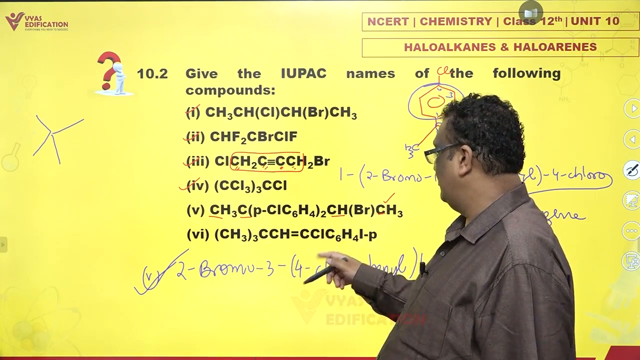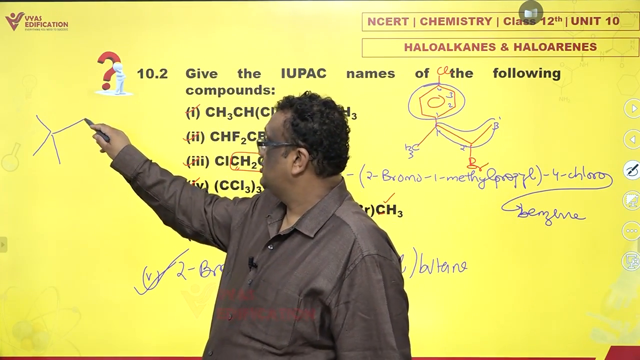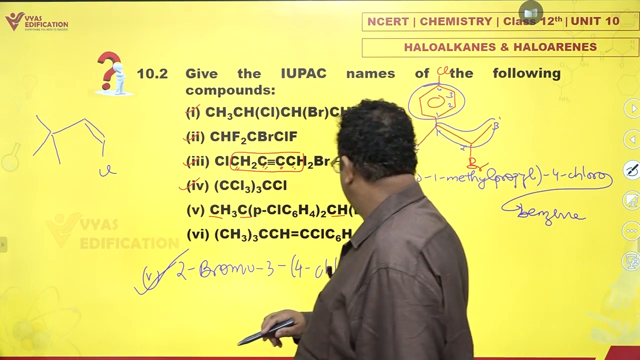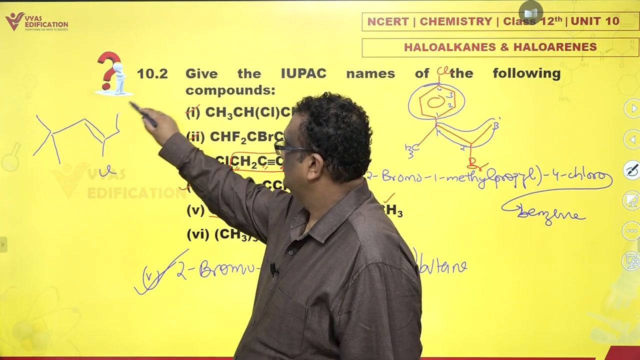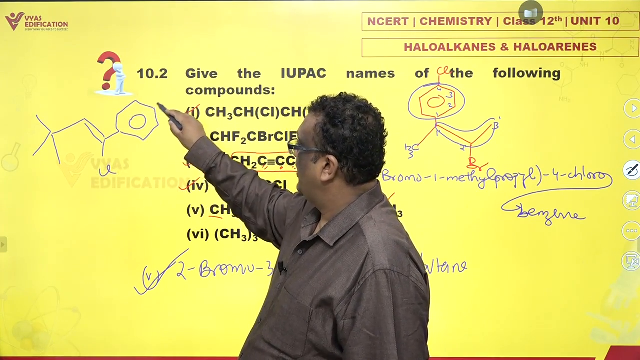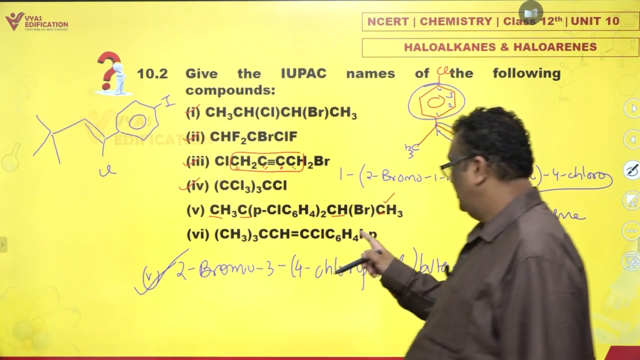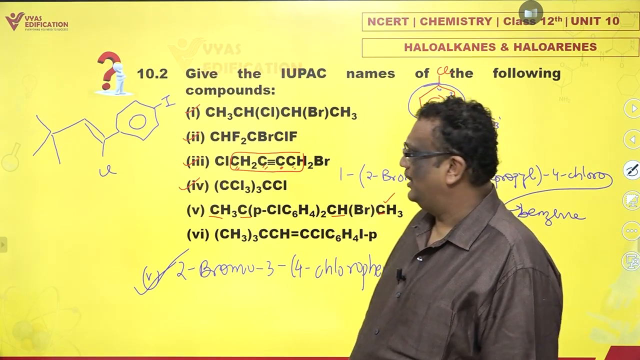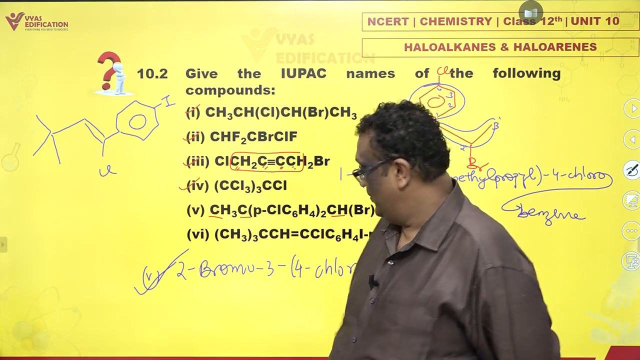And then I have CH double bond C, and then I have Cl. And then I have a benzene ring, and on para, I have iodine like this. Para iodine, they have indicated. Not too ugly, not too pleasant either.